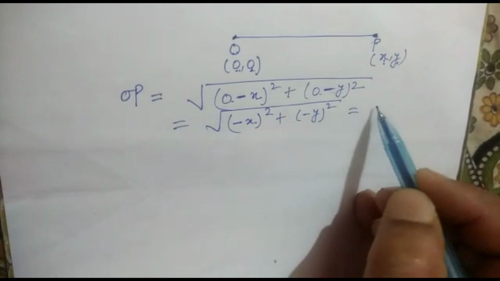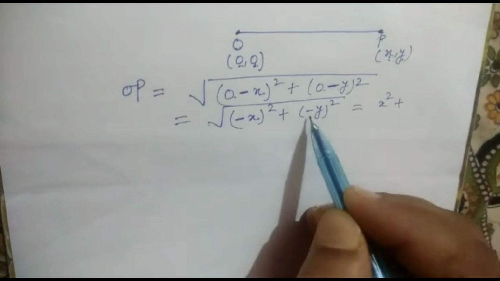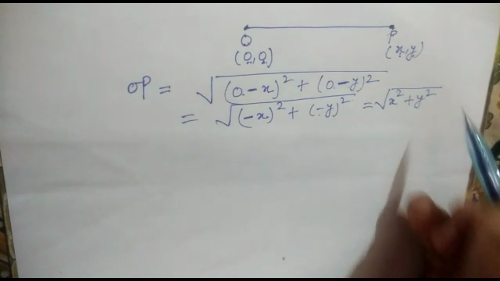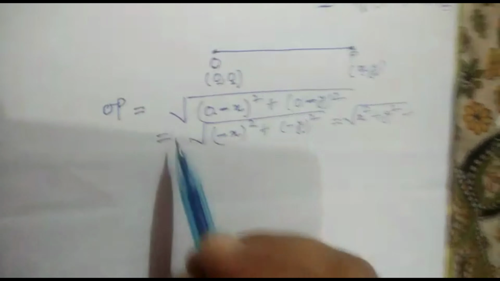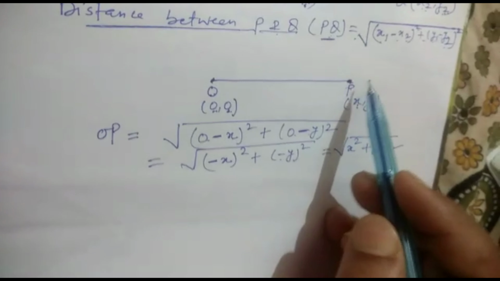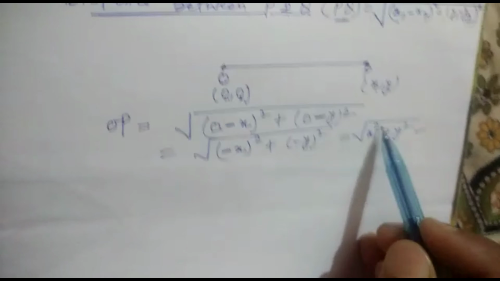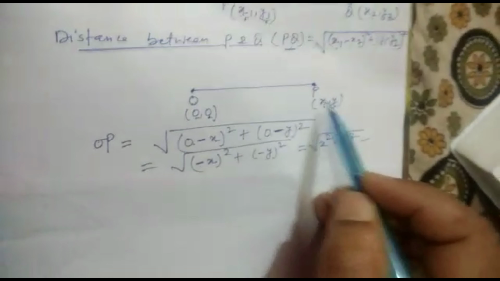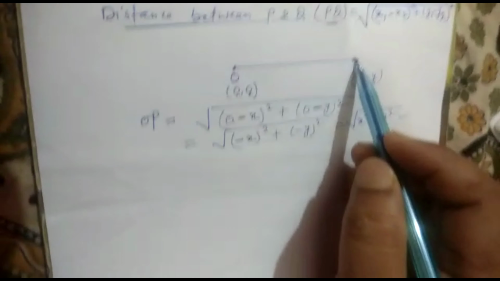You know minus x square is x square and minus y square is y square. So this is under root x square plus y square. So the distance between the origin and another particular point is under root x square plus y square, where x and y are the coordinates of the final point P.